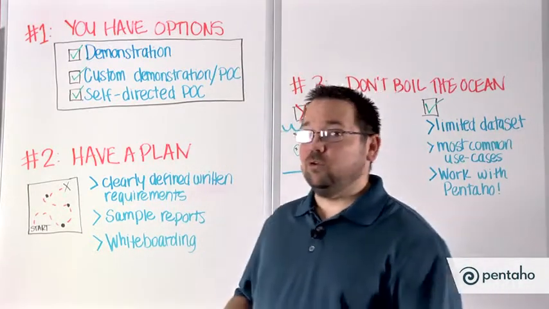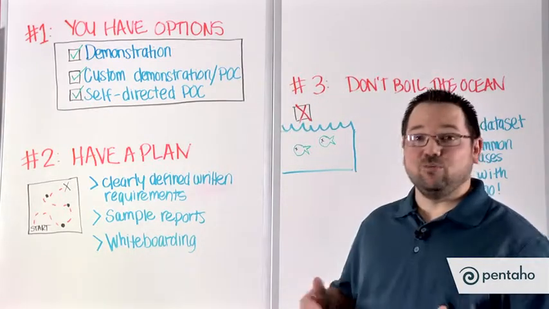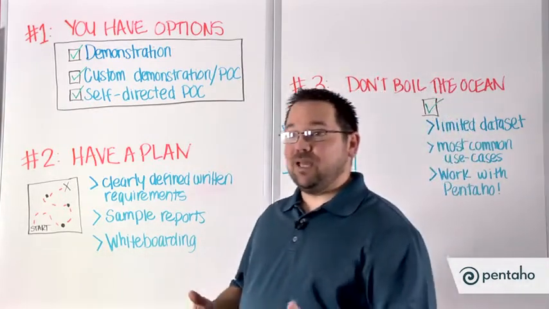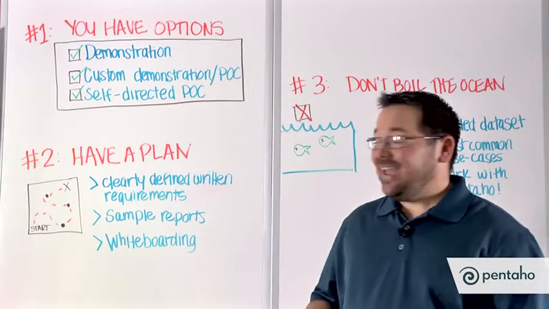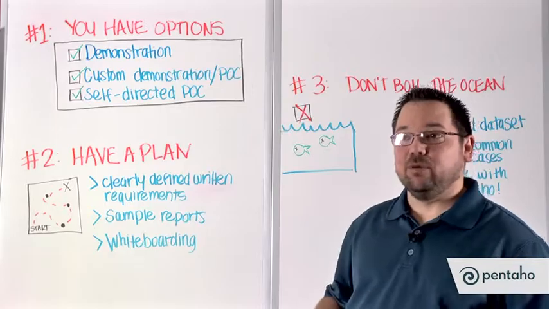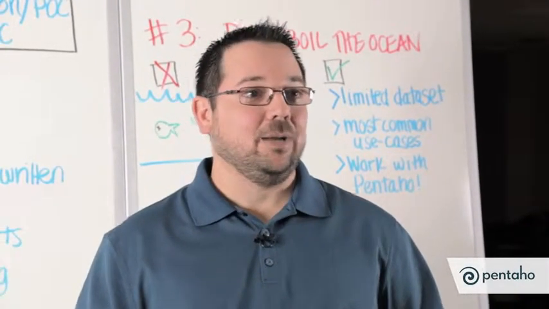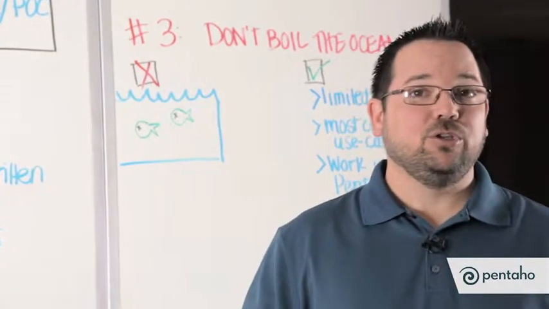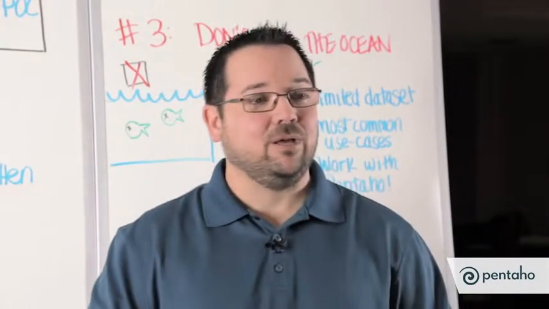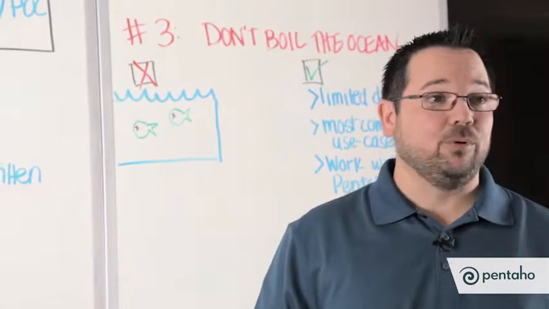Now, before you start your evaluation, the second thing you should realize is that you should really have a plan. What does having a plan entail? Well, having clearly defined requirements. This is important because as you start to evaluate Pentaho, you'll have many options of things you can do. And so you want to be able to narrow that down to some clearly defined goals. Maybe use some sample reports.